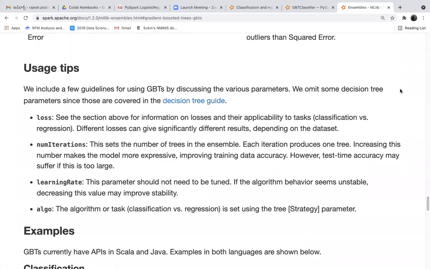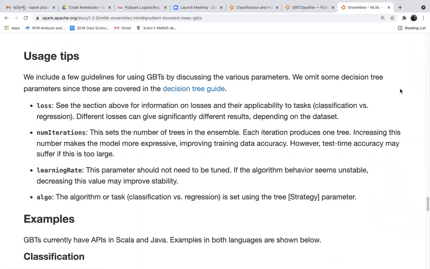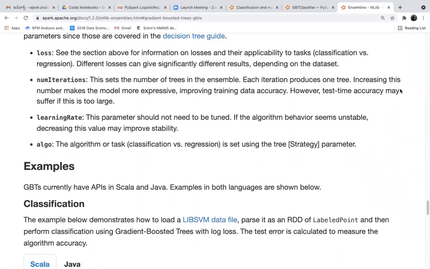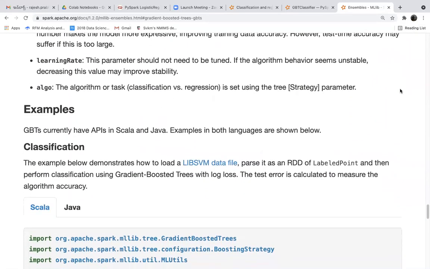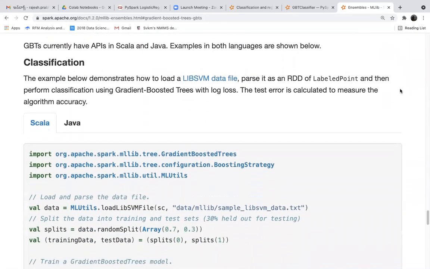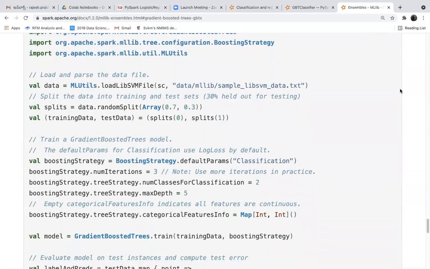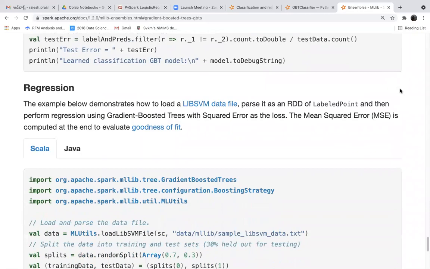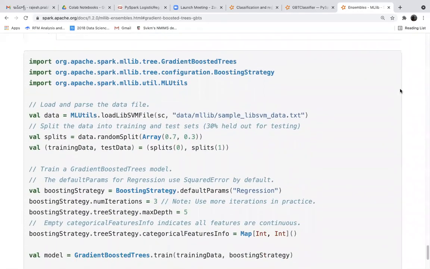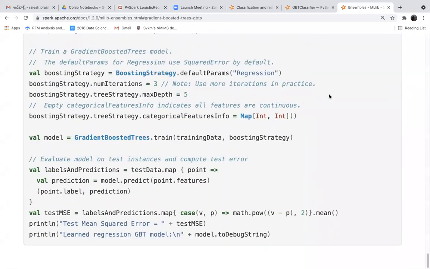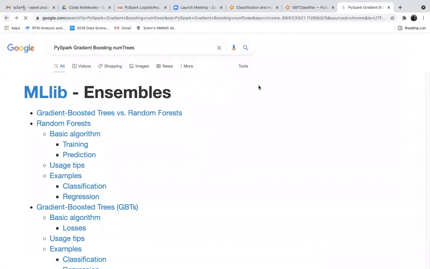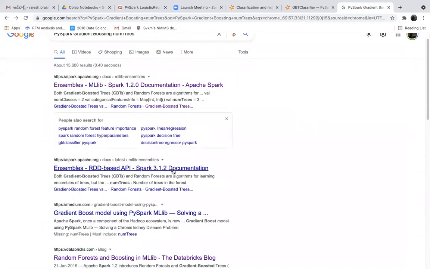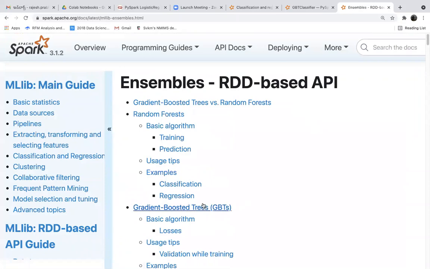So we can include a few guidelines for using GBTs. The parameters are loss, number of iterations, and learning rate. I was thinking, in the documentation there's a getter and setter for your feature subset strategy. Can we use that? Give me how to use it. I don't know how to use it, but if there is a setter function, if we first declare it normally and then set the number of trees explicitly, ideally it should work, right?